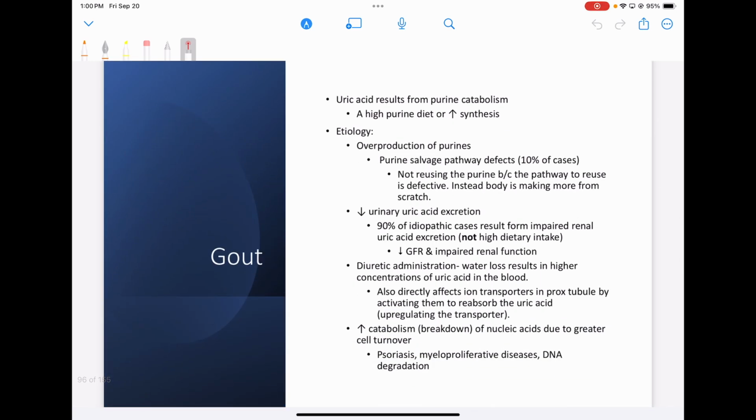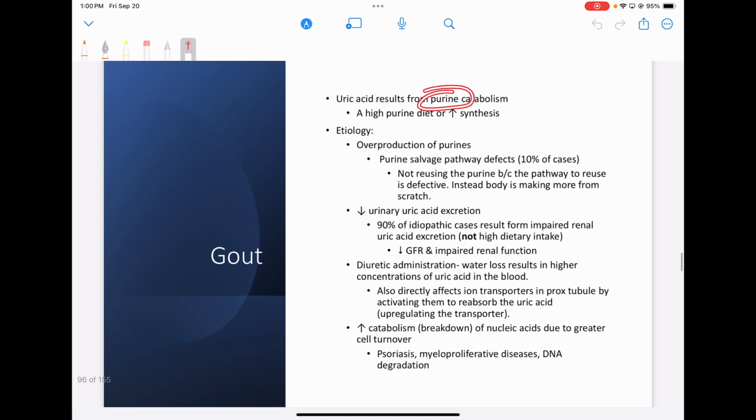Uric acid comes from purine catabolism. Purines are in foods, and as our body metabolizes the purines, we make uric acid. So what are the different ways we can have a buildup of uric acid in the body? Number one, we just make too much purine. Okay, overproduction. Another one, decreased uric acid secretion. We're not getting rid of it in the kidneys. If we're not getting rid of this, it's going to build up in the blood, getting stronger and stronger.